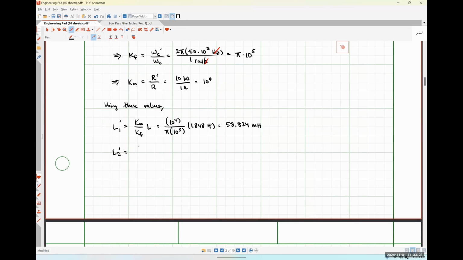Going to do L2 the same way. Km over Kf times L2. Sorry, I should have put a 1 there. So 10 to the 4 over pi times 10 to the 5 times 0.765 henries gives us a value of 24.351 millihenries.